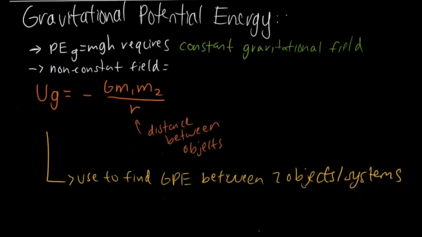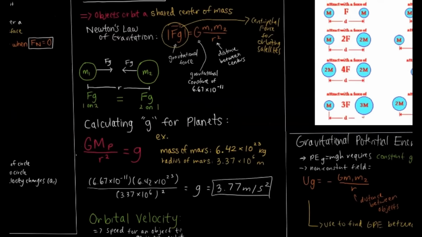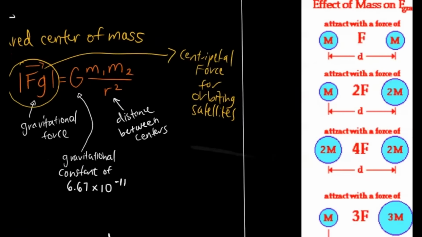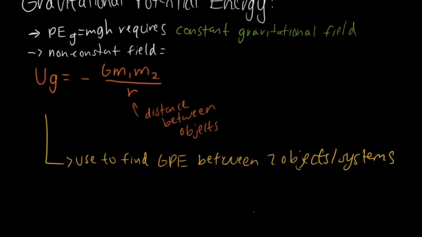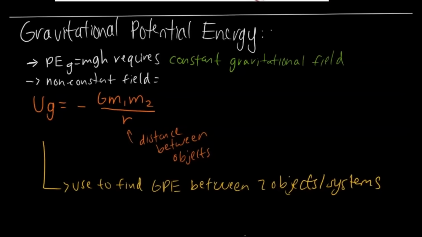And our final topic today is gravitational potential energy. When we are on Earth, there is a constant gravitational field, which is why we can use the equation gravitational potential energy equals mgh. However, when there's a non-constant gravitational field, we have to use another equation, which is gravitational potential energy equals negative gravitational constant times mass of 1 times mass of 2, divided by r, the distance between objects. It's very similar to Newton's law of gravitation, except the r is not squared and it is also negative. You're going to use this to find the gravitational potential energy between two objects or systems.